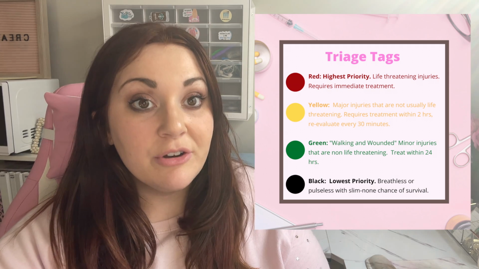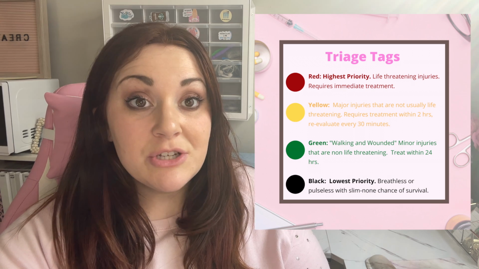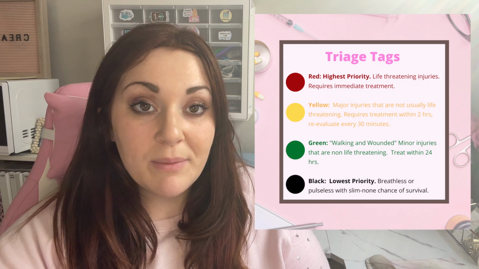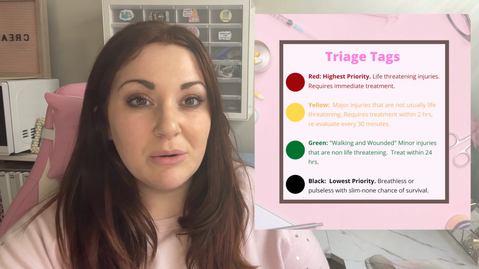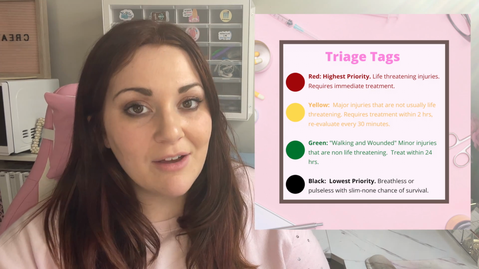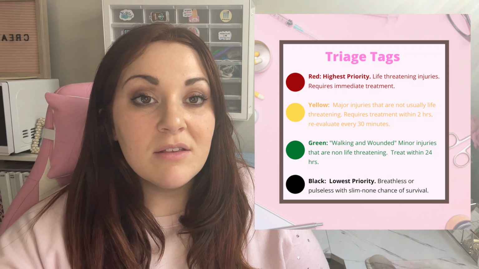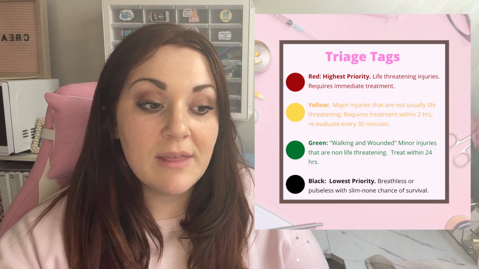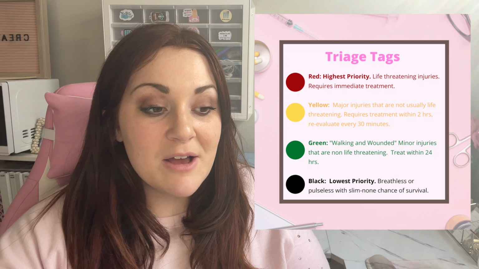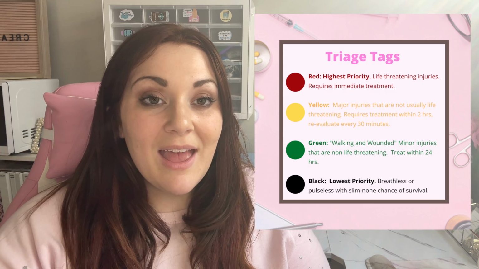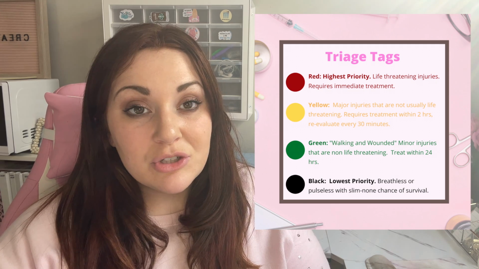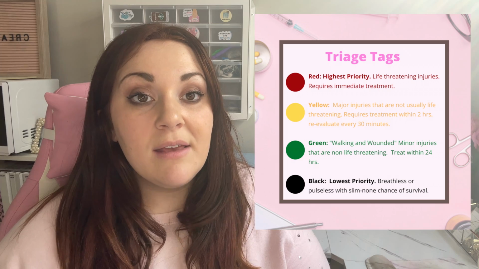Then the next would be considered yellow. So yellow is patients that have sustained major injuries, but they're not usually life-threatening. These patients can be seen usually within like 2 hours, but they should still be reevaluated every half hour. Okay, and then there's a green tag. A green tag is considered patients that have sustained minor injuries that are not life-threatening. They're called walking wounded, and these patients can go hours to like a day without being seen usually and would still survive.